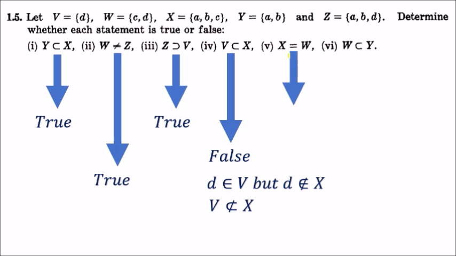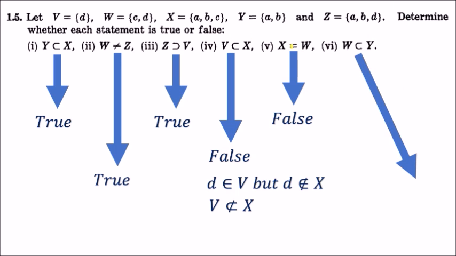So, let's see if their elements are the same. Because if not, that's false. So, our X has elements A, B, and C. And then our W has elements C and D. So, obviously, they are different, no? Number 5 is false.